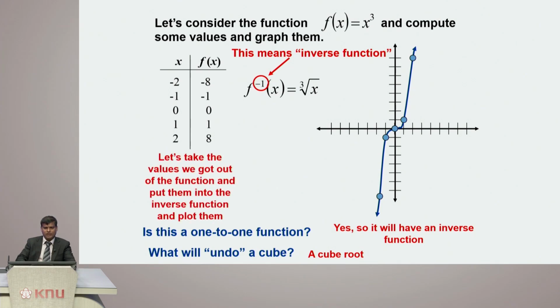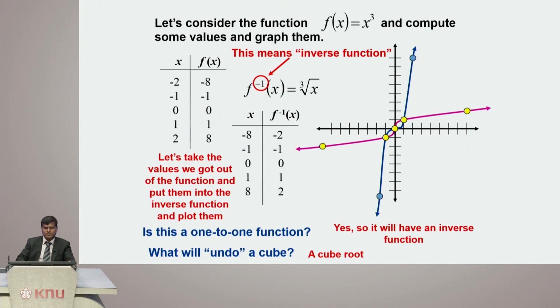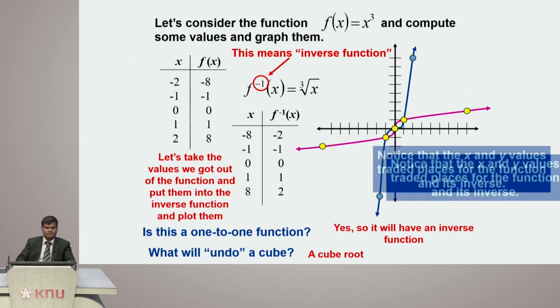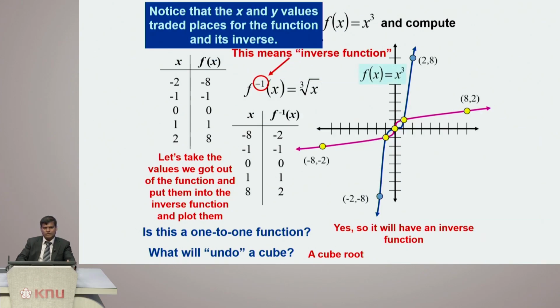And let's take values and see what happens when you tabulate. So x is minus 8, so f inverse is minus 2, minus 1 is minus 1, 0 is 0, 1 is 1, 8 is 2. So let's try to plot it now. Here it is. So this is how the inverse graph looks like. We can notice that x and y values trade places there. So for f of x equals x cube, f inverse of x is cube root of x.